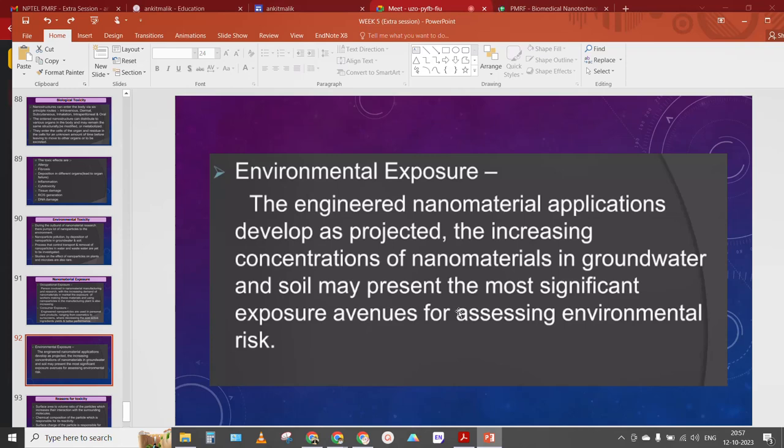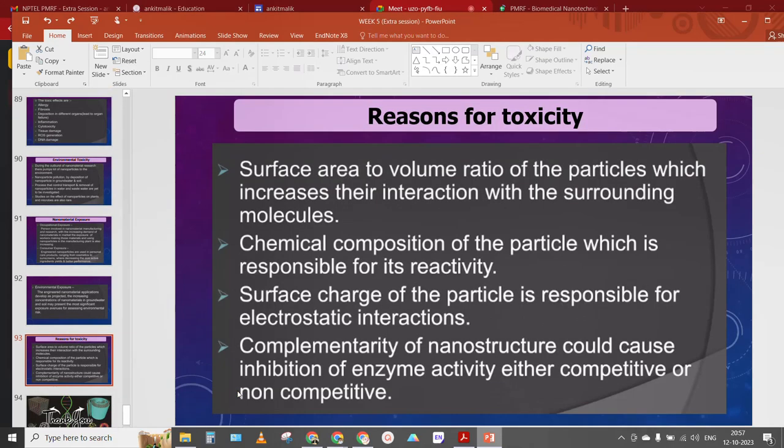So that water reservoir can cause the toxicity of that particular API or particular nanomaterial to the surroundings of that water reservoir, lakes, and people are living out there, some water animals are there, fish and a lot of things are there. So this can lead to the environmental exposure of that particular API. So what is the reason of that particular toxicity?